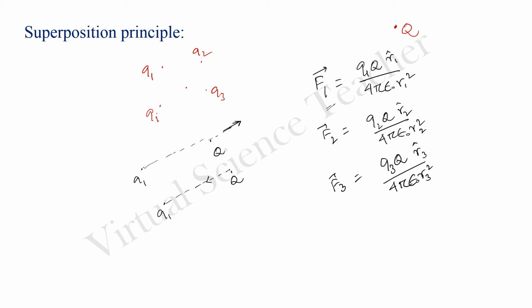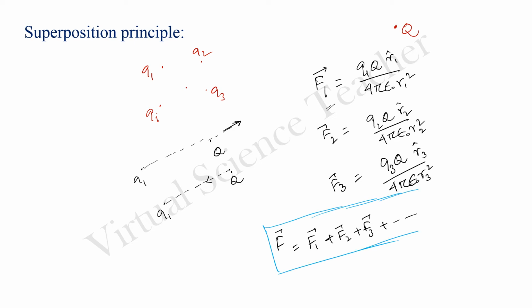So the total force F is the vector sum of all the forces. This is the total force experienced by the charge Q, capital Q, due to the presence of all the small source charges. And this is known as the superposition principle.